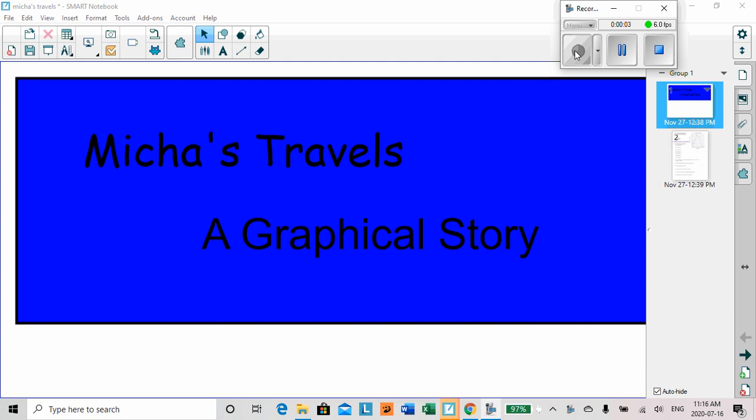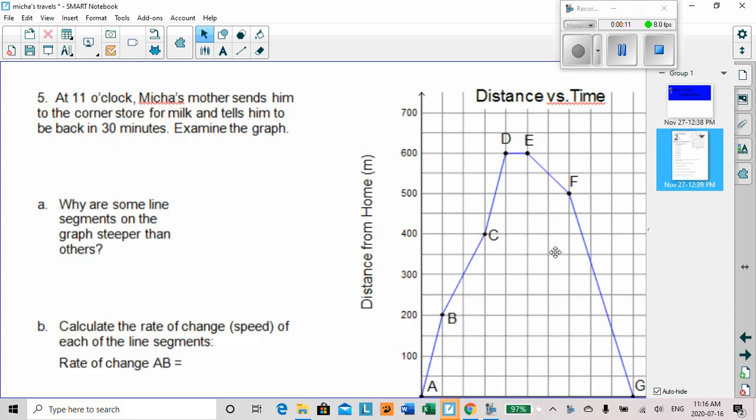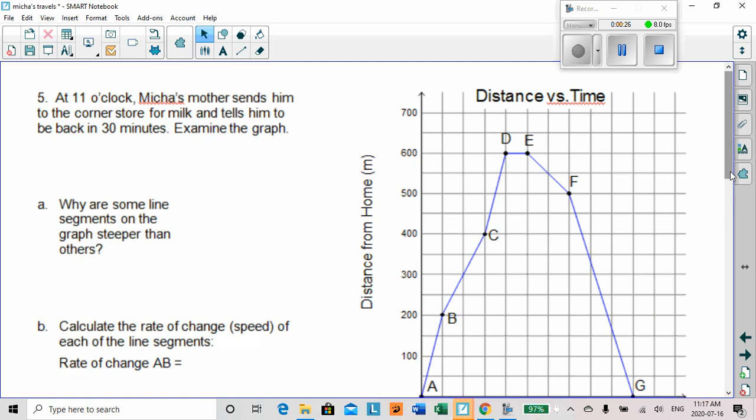We're going to look now at an example of a graph that tells a story. This is Misha's travels. For this example, at 11 o'clock, Misha's mother sends him to the corner store for milk and tells him to be back in 30 minutes. And here is the graph of his walk.